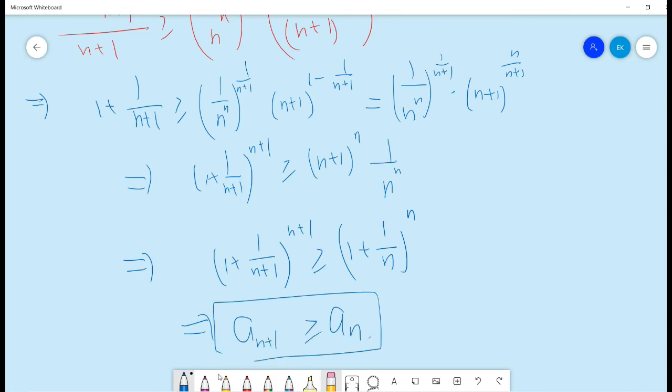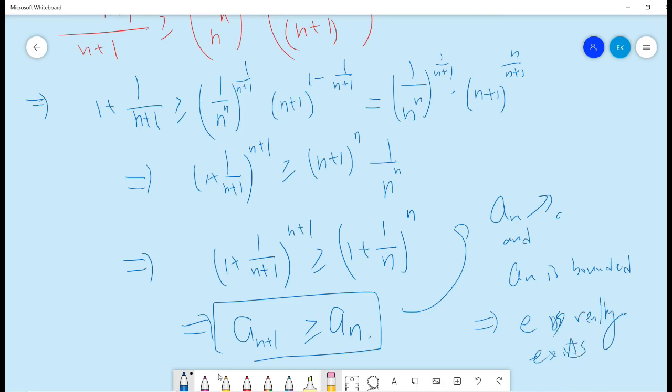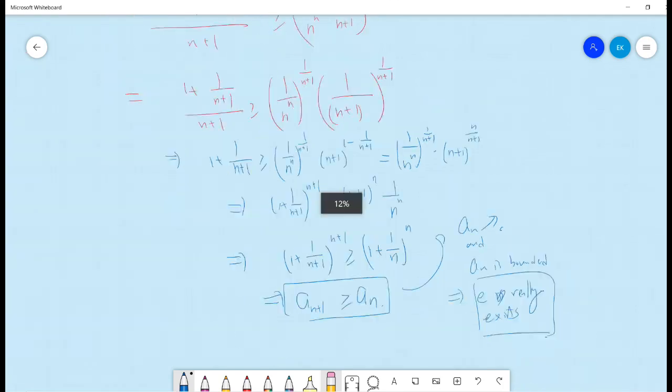Fortunately, we proved a_n is increasing, and a_n is bounded. So the answer is that e really exists. Okay, so a large piece of work.